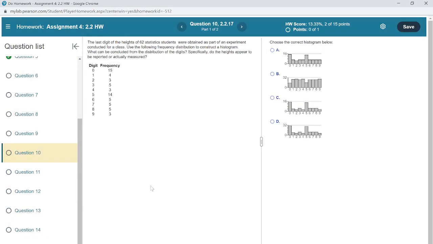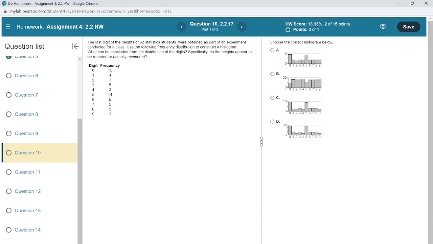Let's pick another question, question number 10. We are given the last digit of the heights of 62 statistics students, obtained as part of an experiment conducted for a class. So this is the last digit for height. For example, say 60 inch, then 0 goes here. 63 inch, then that 3 goes here, and that's how you collect this frequency. Maybe 73 or 83 inches, something like that, and then that frequency goes here. That's how they collected the data.